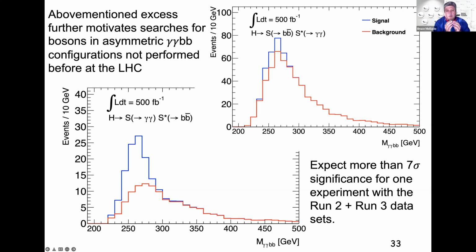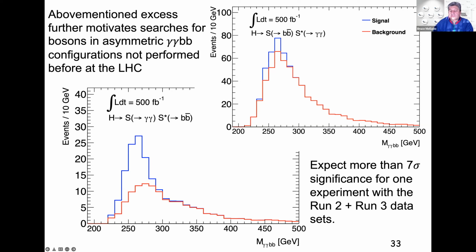An illustration, with basic assumptions of the H resonance into SS*, where S would go into gamma gamma and S* into b bbar, is shown here on the lower left for one experiment, the entire run 2 and run 3, assuming 500 femtobarns. You can see there the red is the background and the blue is the signal. That is in the gamma gamma on shell, where the b bbar is off shell.